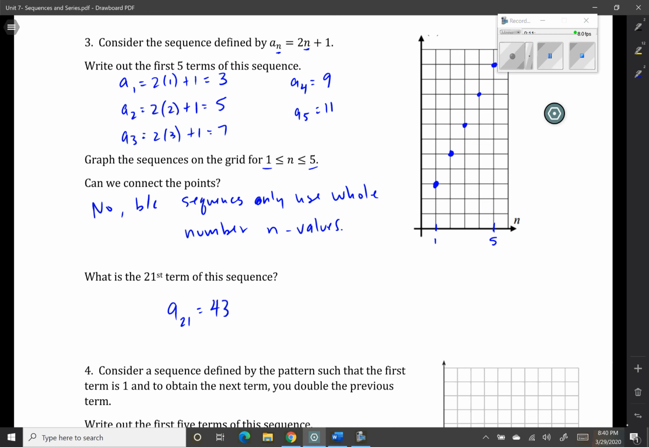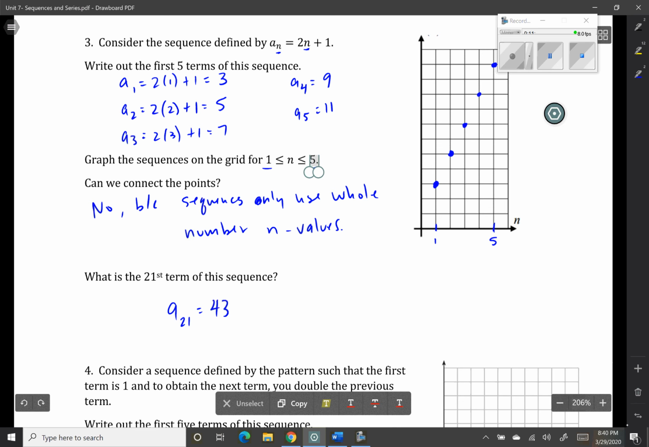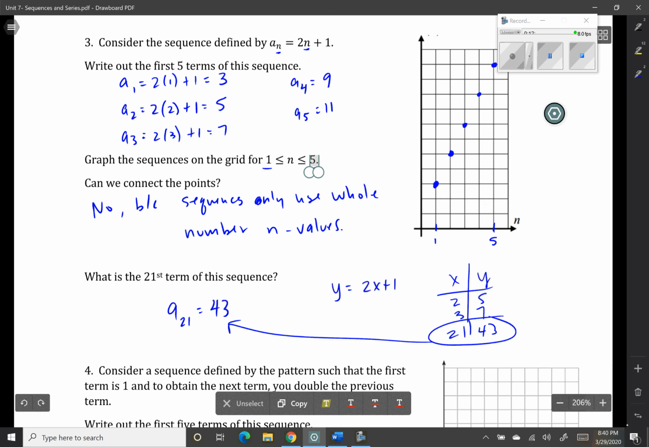Now, if you were conscious of what happened here, this was just a pattern, but it's a linear pattern. So if I was to graph this, if I was to go into y equals and graph 2x plus 1, in my table of values, I would see points like (2, 5) and (3, 7), and eventually (21, 43). That would tell me the value here for the 21st term. Because it was a linear pattern, I can do that. It's a function.